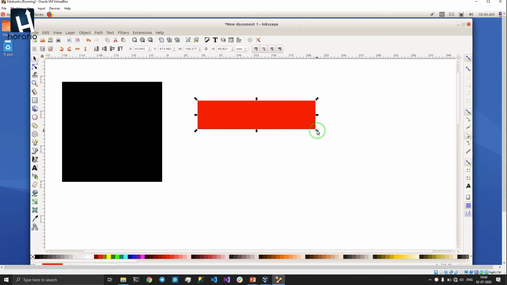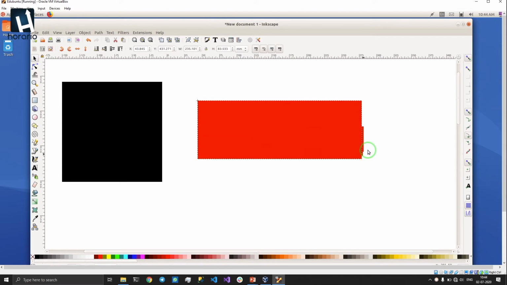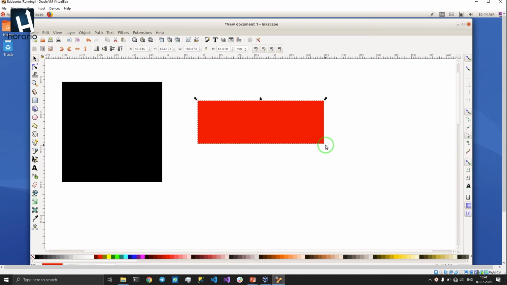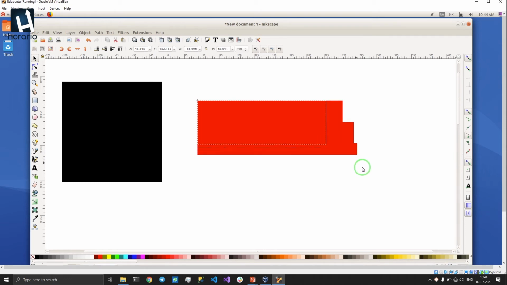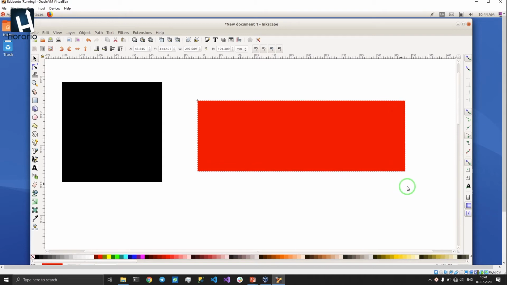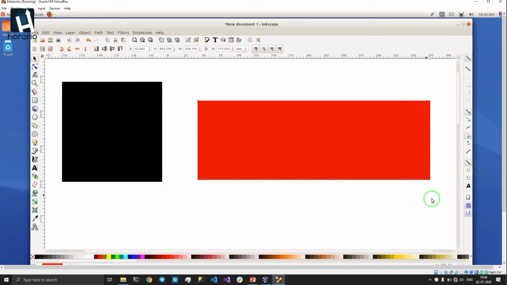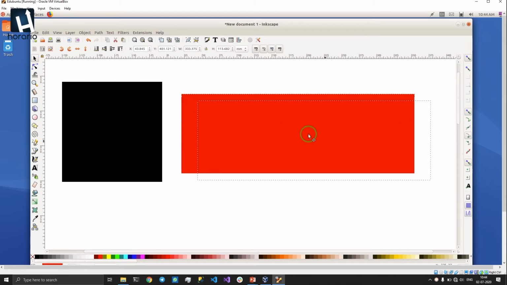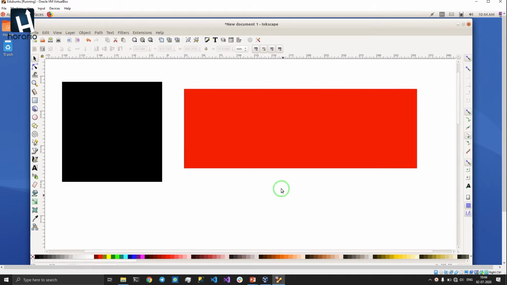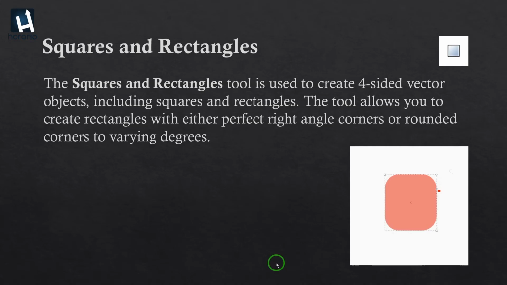If I transform without holding any buttons, this will get distorted because the height to width ratio will not be the same. If I hold down the Control button and drag, the height to width ratio will be preserved. Okay, so this is the create rectangles and squares tool.